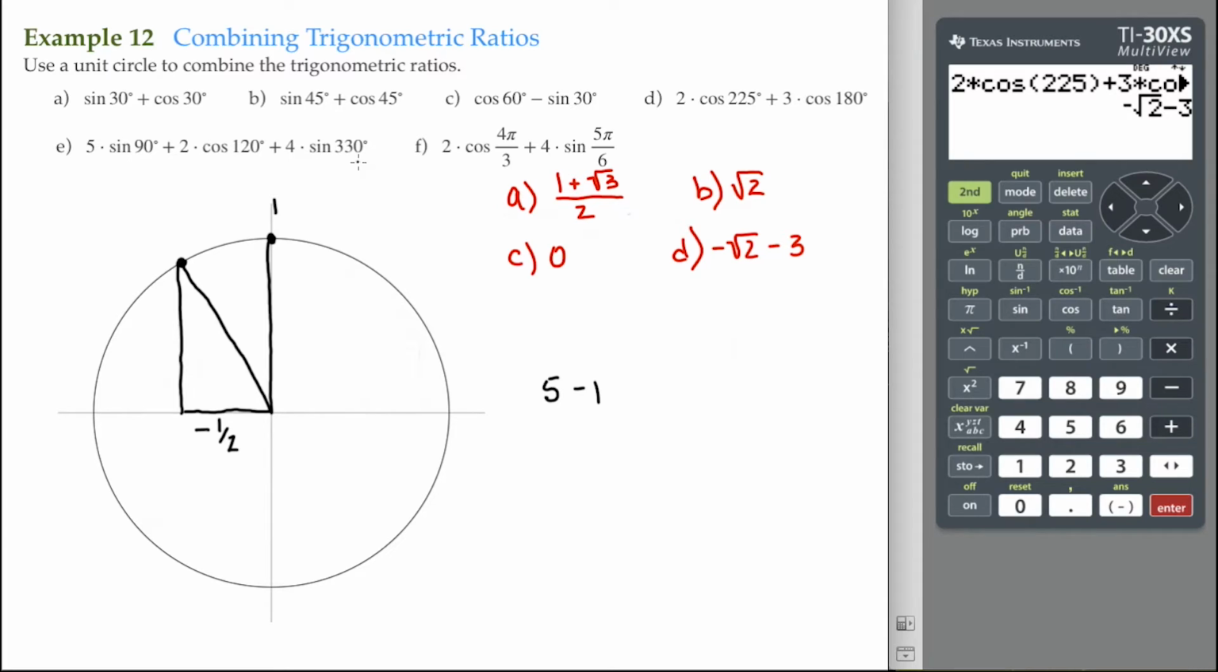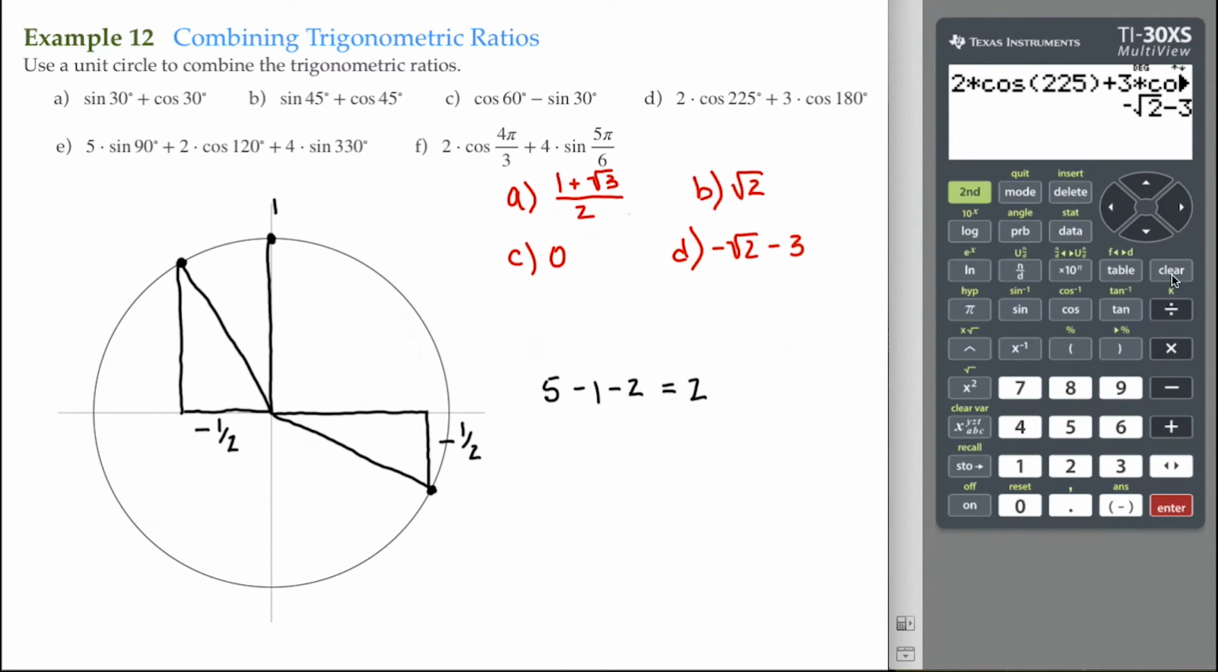The sine of 330 degrees. That's about right here. Another 30, 60, 90 special right triangle. Sine is the vertical. It's going down. The pattern for our 30, 60, 90, that's going to be negative 1/2. We'll multiply that by 4. That's negative 2. 5 minus 1 minus 2. That's 2.